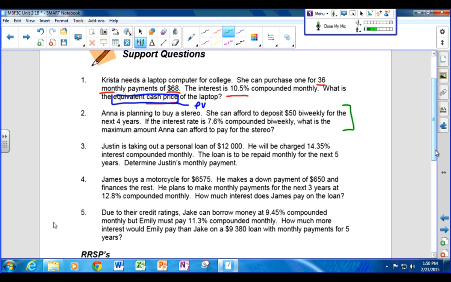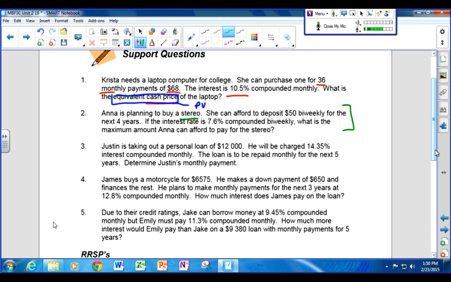Anna is planning to buy a stereo. Oh boy, there's another thing that they don't really have stereos anymore, right? I mean, people would buy an iPad, an iPod, an iPhone. You don't even need to buy one; you have one, right? And then you get a speaker for it. Anyway, let's call it a stereo.